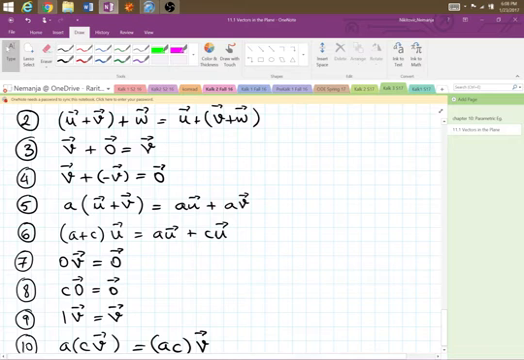So vectors have two aspects to themselves. They have magnitude and direction.